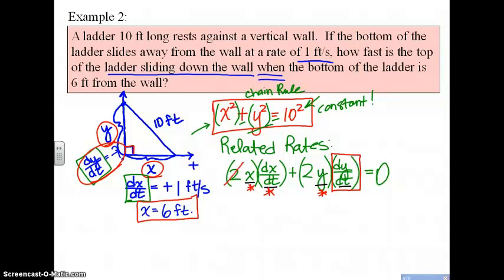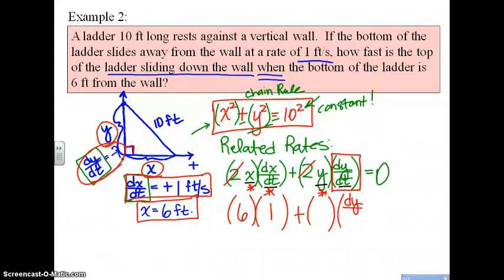Now, I can do some algebra right now, and I can divide every term by 2. 2 divided by 2 is 1. 2 divided by 2 is 1. 0 divided by 2 is 0. So I'm going to have x, which they told me was 6, and dx/dt, which they told me was 1. They gave me that one as well. Now I'm going to have y. Well, they didn't give me y. And I'm going to solve for dy/dt. That needs to be my one and only variable that's left. But I got to figure out what's going on here.